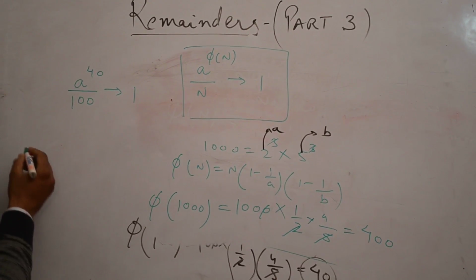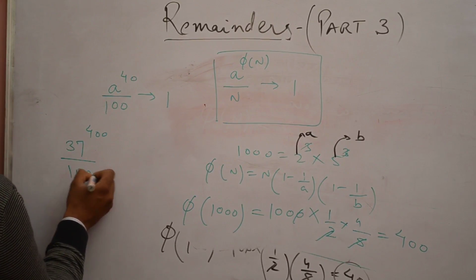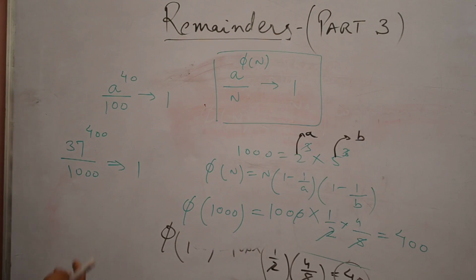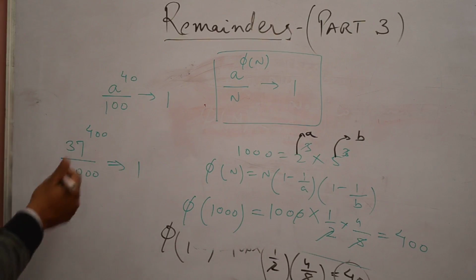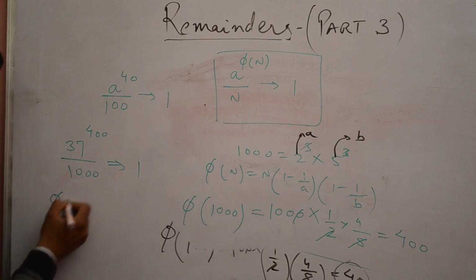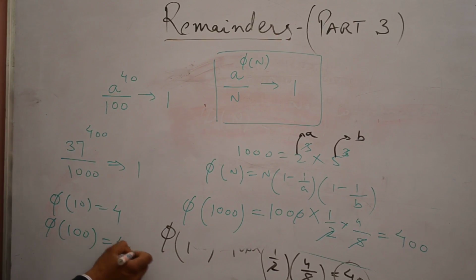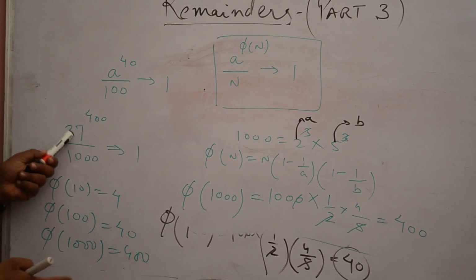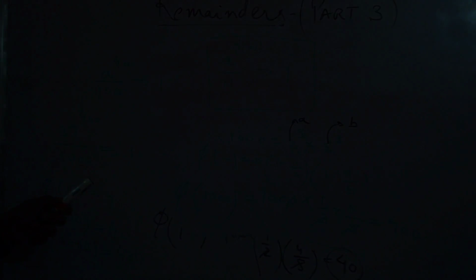So if I have a question which says 37 to the power of 400 divided by 1000, what is the remainder? Simple, 1. It hardly took me 2 seconds to calculate it and apply it here, right? So can I memorize this for my future references? Euler number of 10 is 4, Euler number of 100 is 40, Euler number of 1000 is 400, and likewise Euler number of 10,000 will be 4000. Any such question where I have a number raised to the Euler number divided by that given denominator will give me a remainder of 1.